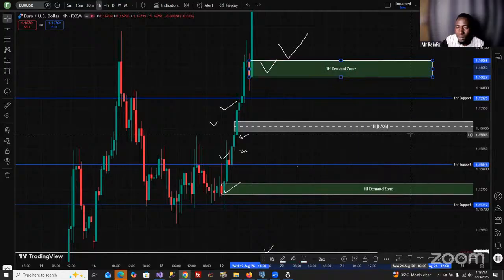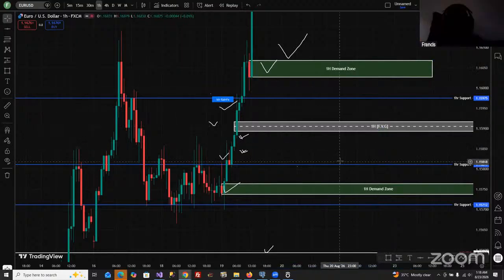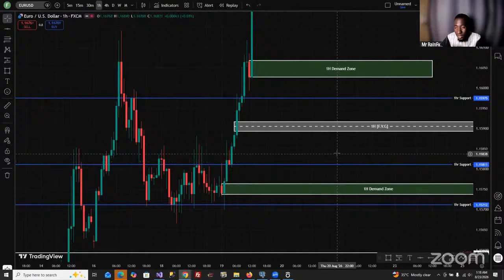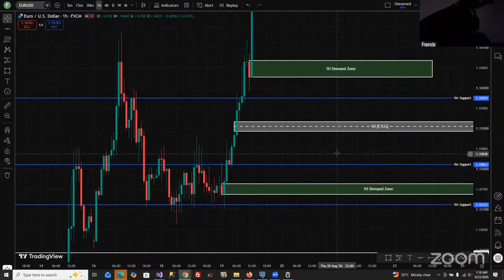1 hour demand zone. Isn't that looking good? Now adjust it very well. Now this one you can see it, so you can draw your zones like that. You see your chart now is looking like a professional trader. Everyone, use this.